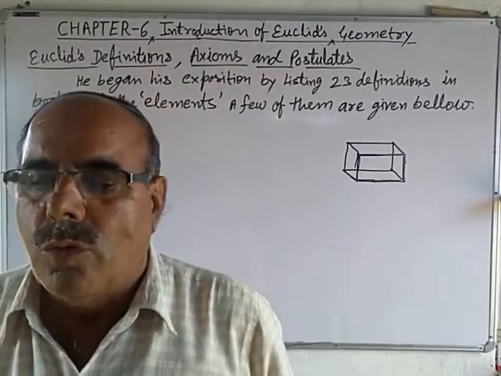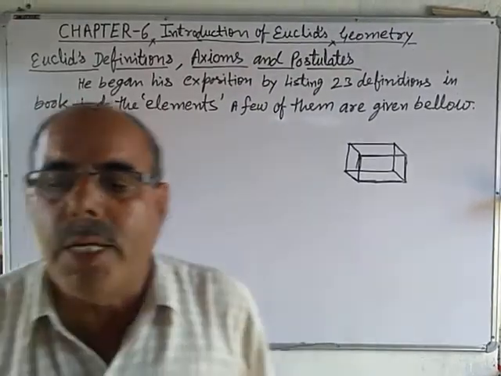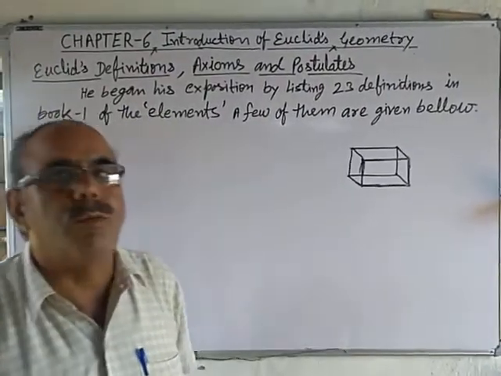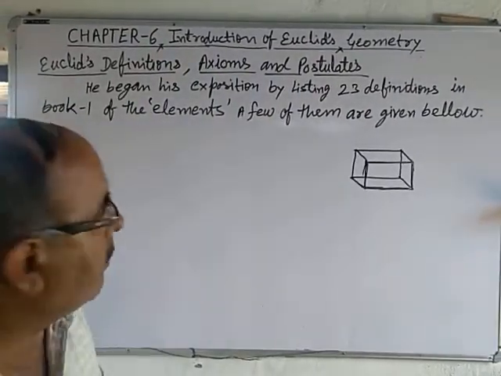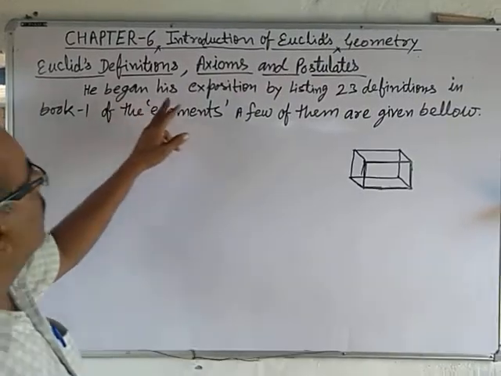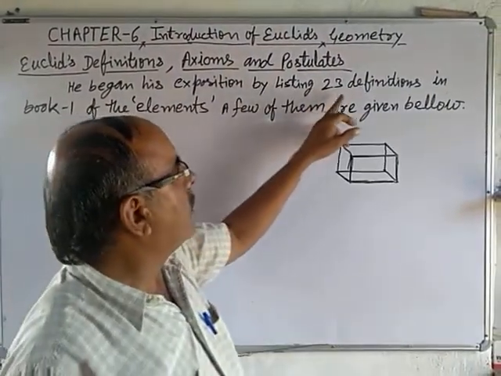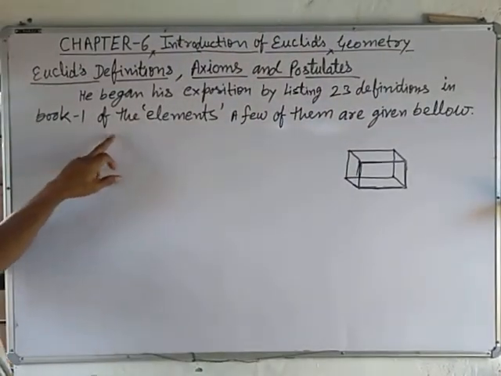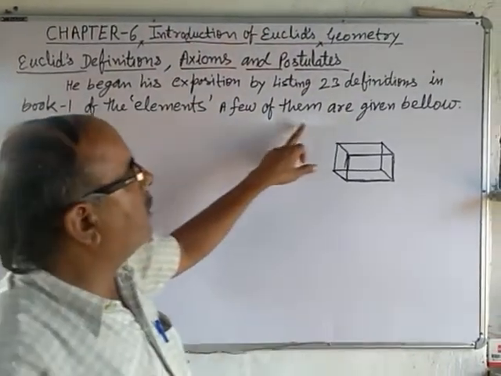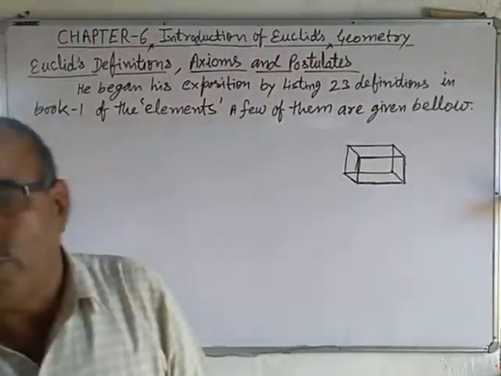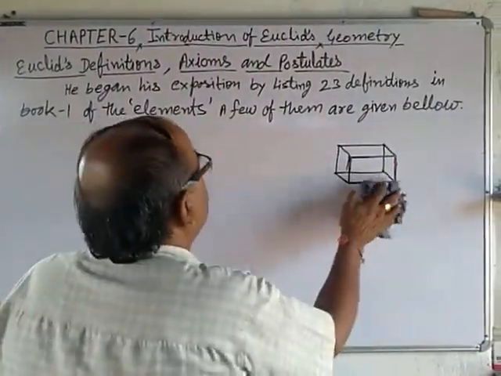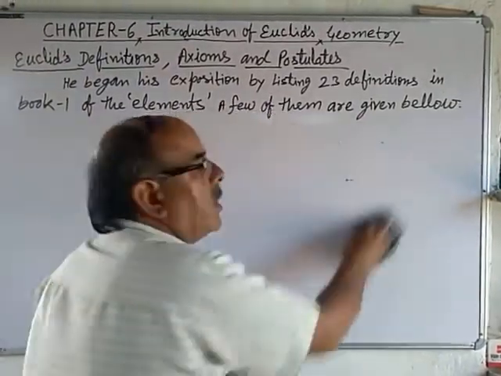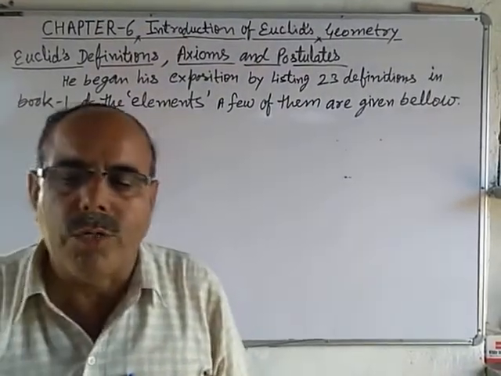So he began his exposition by listing 23 definitions in Book 1 of the Elements. A few of them are given below, only 7 of them.